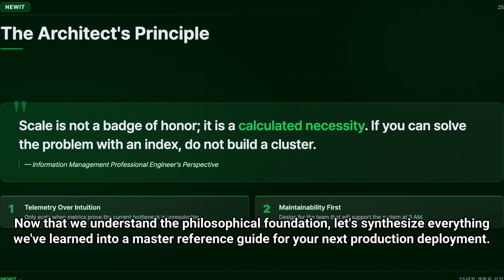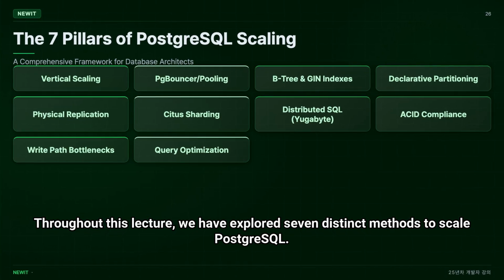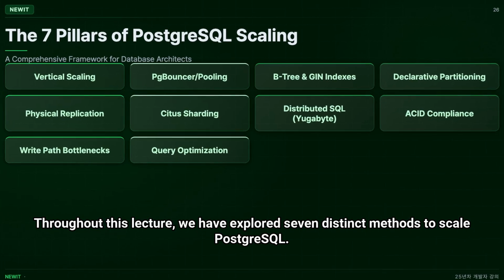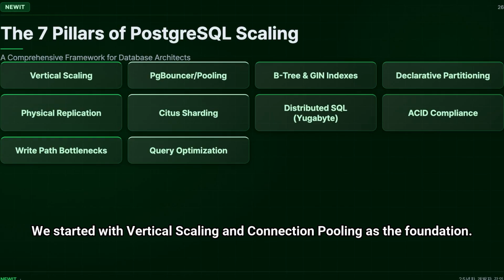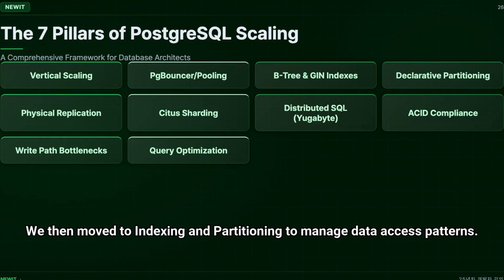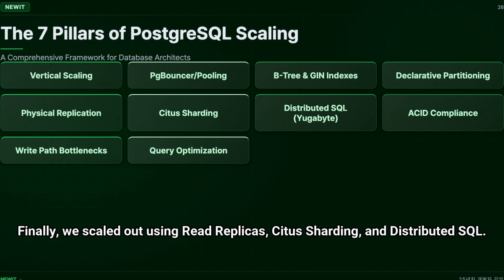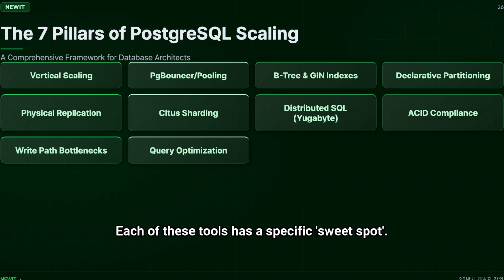your next production deployment. Throughout this lecture, we have explored 7 distinct methods to scale PostgreSQL. We started with vertical scaling and connection pooling as the foundation. We then moved to indexing and partitioning to manage data access patterns. Finally, we scaled out using read replicas, Citus sharding, and distributed SQL. Each of these tools has a specific sweet spot.